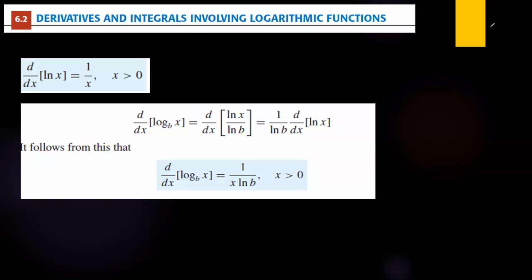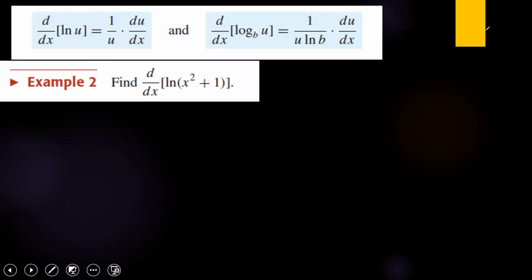But sometimes we don't have it as x, like ln of x squared plus 1. How would you find its derivative? It's not like ln of x only. Sometimes it could be x squared or x squared plus 1. So what do we have to do? The derivative of ln of u will be 1 over u times the derivative of u with respect to x.